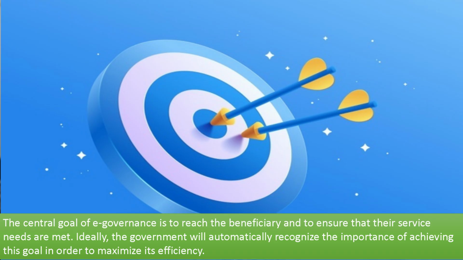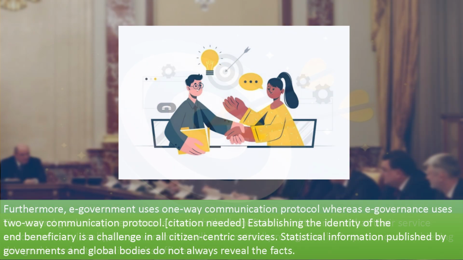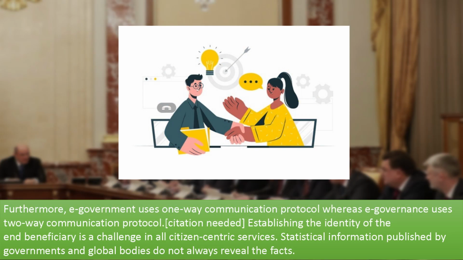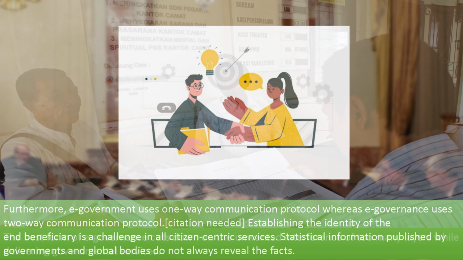Furthermore, e-government uses a one-way communication protocol, whereas e-governance uses a two-way communication protocol. That is a very important aspect. Establishing the identity of the end beneficiary is a challenge in all citizen-centric services. Statistically, information published by government and global bodies does not always reveal the fact. So the best form of e-governance cuts down on the unwanted interference of too many layers while delivering governmental services. That is very true.